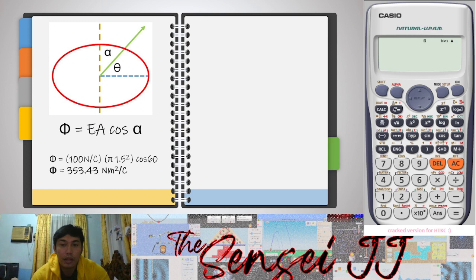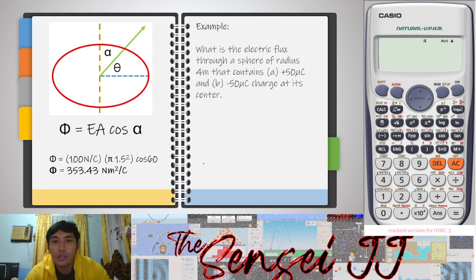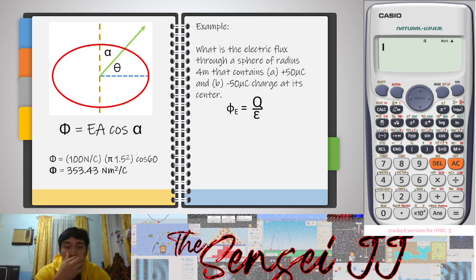Okay, so I hope na naging clear yung ating first example, because we will be having more examples from here on. Okay, so the next example is: what is the electric flux through a sphere of radius 4 meters that contains A, positive 50 microcoulombs, and B, we have negative 50 microcoulomb charge at its center. Okay, so using the formula, phi E is equivalent to Q over epsilon.